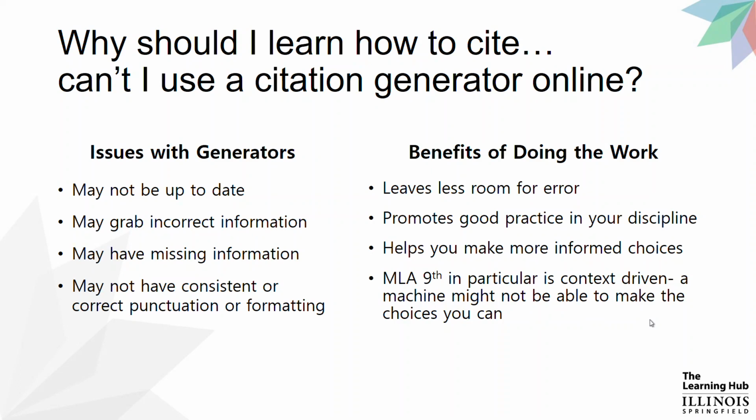In fact, learning to do the work yourself is going to be a good habit for you to get into. It leaves less room for error because you are checking over your own work. It's promoting good practice in your discipline, taking control of the research you're using, and it's going to help you make more informed choices about the research that you've found and are using in your writing. In particular, we like to point out that MLA is context driven, which means that it has a formula and different citations fit that formula in different ways. And so a machine might not be able to make the same choices you can about the types of sources that you integrate into your projects.